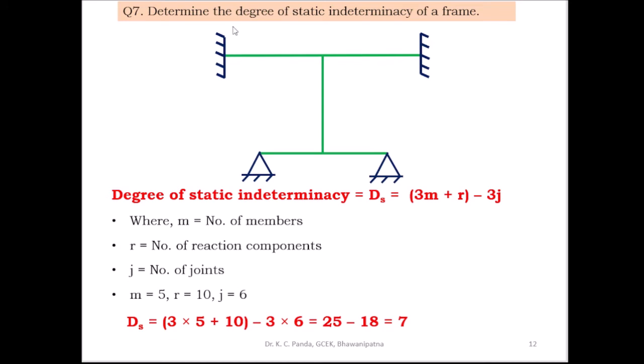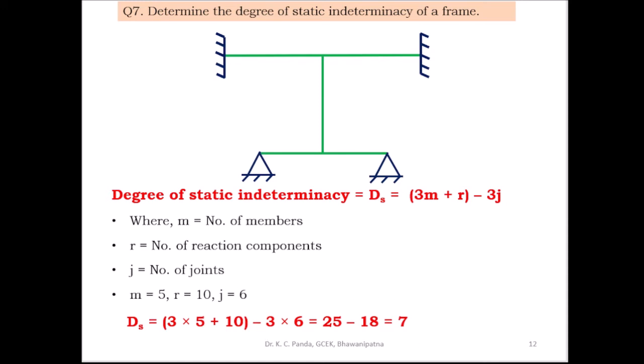Then total number of reaction components, here 3, here 3, here 2, here 2. So the total number of reaction components are equal to 3 plus 3 plus 2 plus 2. So this is equal to 10. R is equal to 10. Then find out the degree of static indeterminacy is equal to 3 into 5 plus 10 minus 3 into 6. So this is equal to 25 minus 18 is equal to 7.